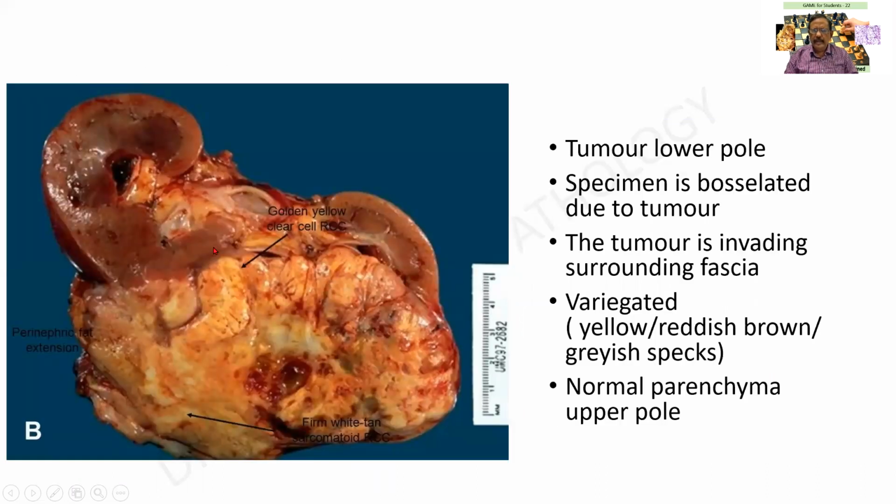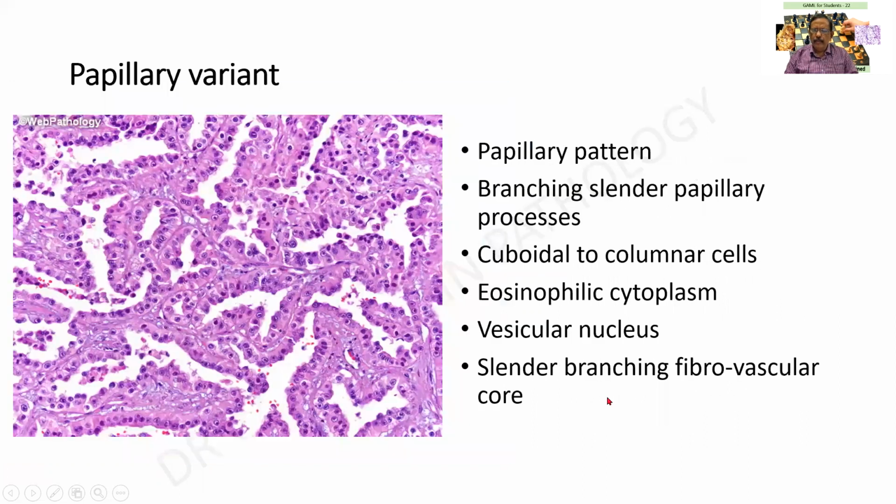Yet another specimen I find. Again, there is a huge tumor at the lower pole of the kidney. The normal kidney is seen in the upper pole. The specimen is obviously bosselated due to the tumor, and the tumor is seen invading the fascia. Look at this one. There will be a fascia here, and it is invading it, going into the surrounding tissue. It is variegated. Again, the same thing. I find that there are reddish areas, yellowish areas, brownish areas with blackish specks. The normal parenchyma is seen in the upper pole.